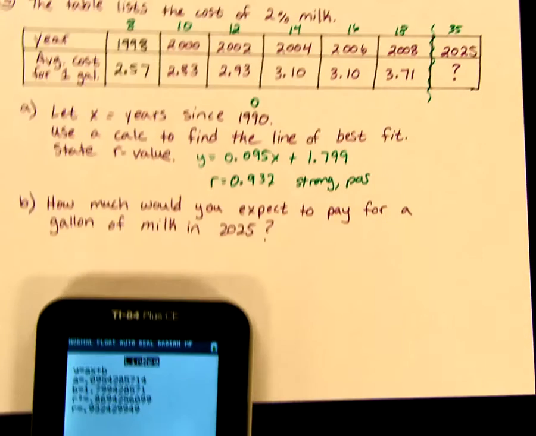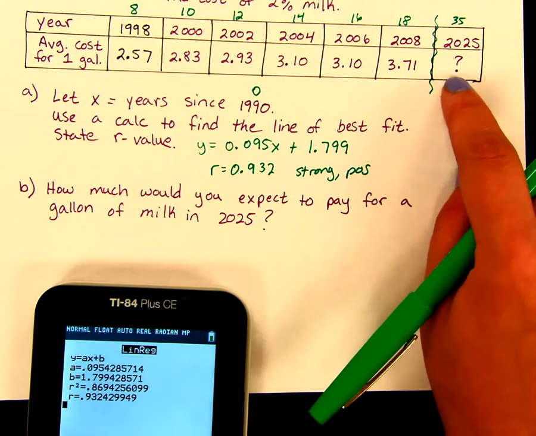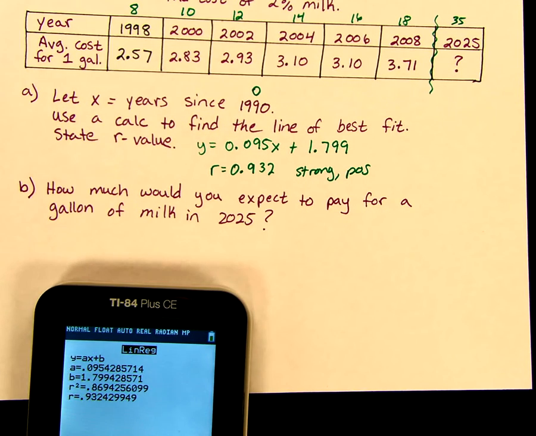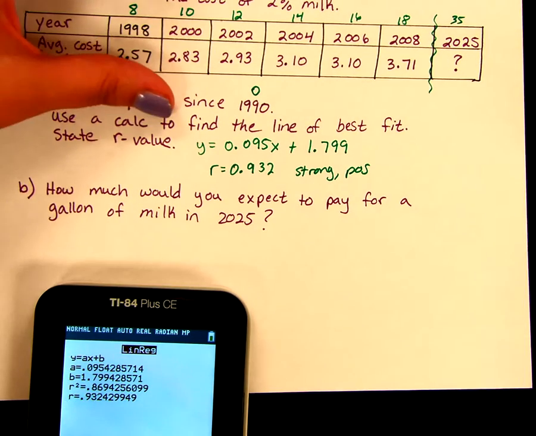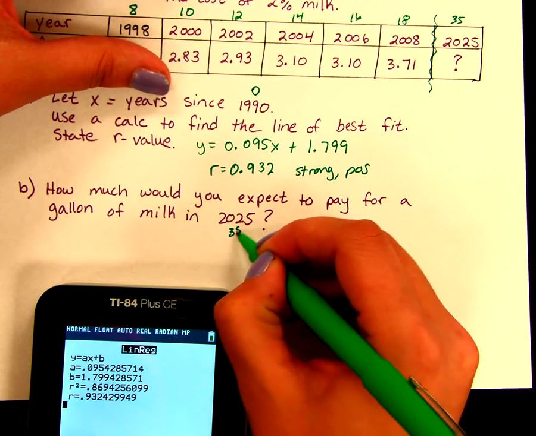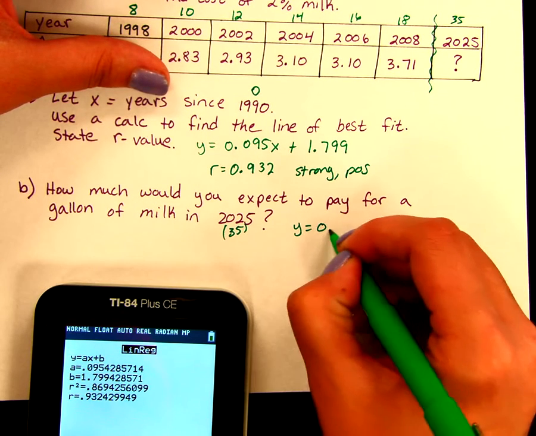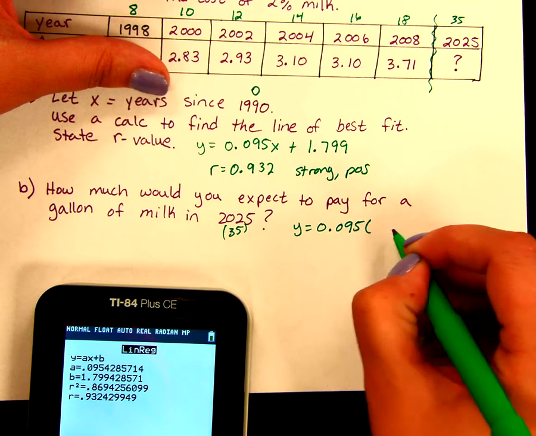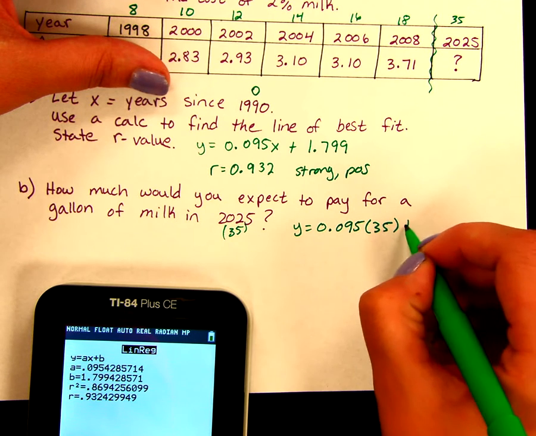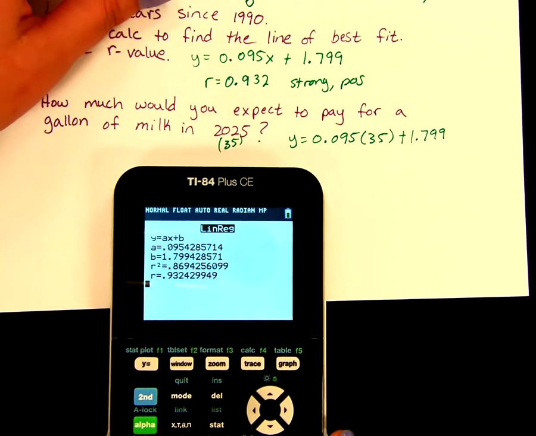So our question is now asking, how much would you expect to pay for a gallon of milk in 2025? So this is what we're trying to figure out. So again, we can graph it if we want to, but to me that's a little bit more work in this case. So instead I'm just going to substitute this, and really we want 35, remember, into my equation. So y equals 0.095 times 35 plus 1.799. And we're going to type exactly that into our calculator.